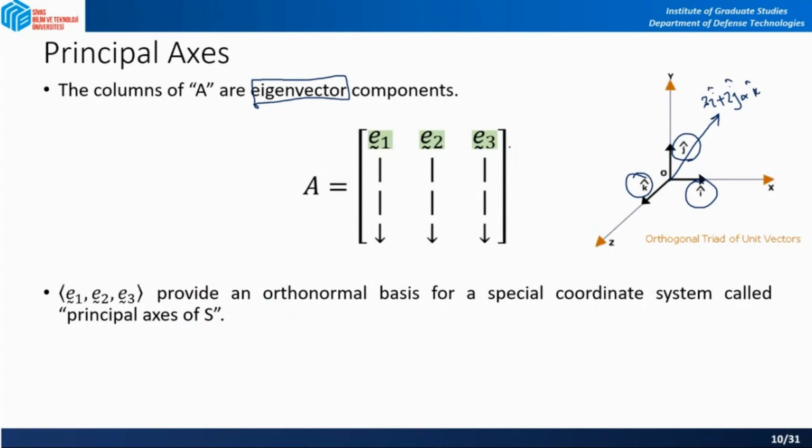E1, E2, and E3 are the same. So they are orthonormal. Orthonormal means three-dimensionally orthogonal unit vectors. And they will provide, as it says, orthonormal basis for a special coordinate system called principal axis of S. So this is the definition of the principal axis.